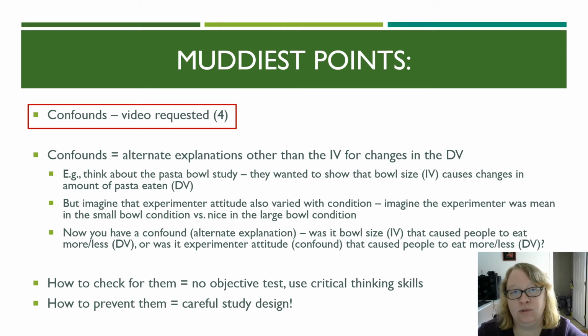And then how to prevent them? You actually prevent them through careful study design. You make sure, in this hypothetical example, that your experimenters have the same attitude across those 2 conditions. That would be how you prevent that kind of a confound. You make sure you're holding everything constant except for the IV. The IV is the only thing that should be varying systematically in your study. Now, this also touches on systematic versus unsystematic variability, which I'm going to talk about in just a second too.